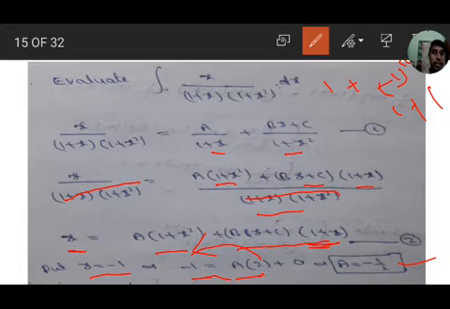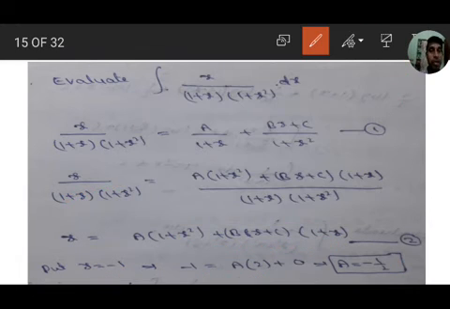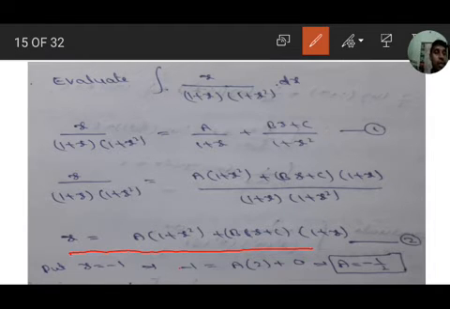If you substitute x equal to minus 1, this bx plus c term is 0, and we got the a value. To get the b value and c value, there is no direct substitution because 1 plus x square never becomes 0, it can never be negative. So we need to simplify equation 2. What is equation 2? x equal to a into 1 plus x square plus bx plus c into 1 plus x. So simplify this one.